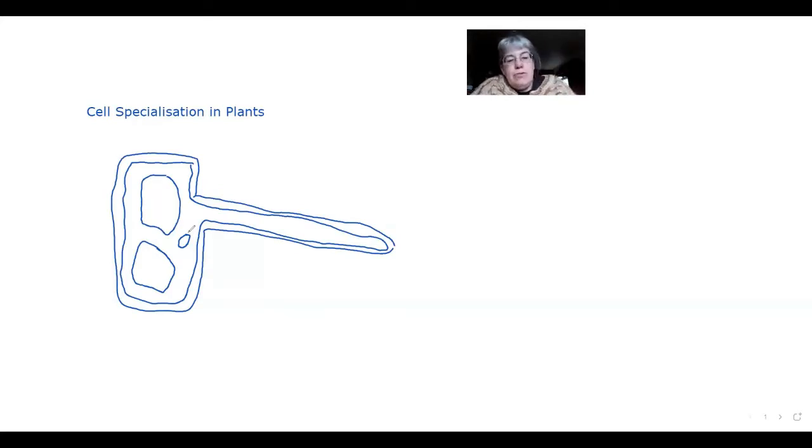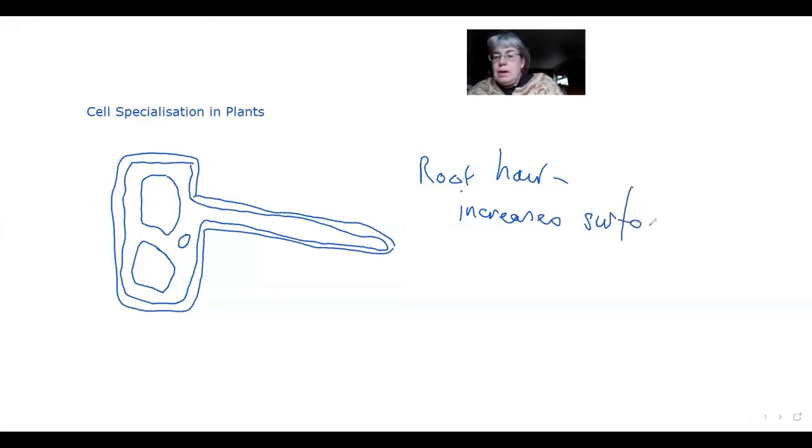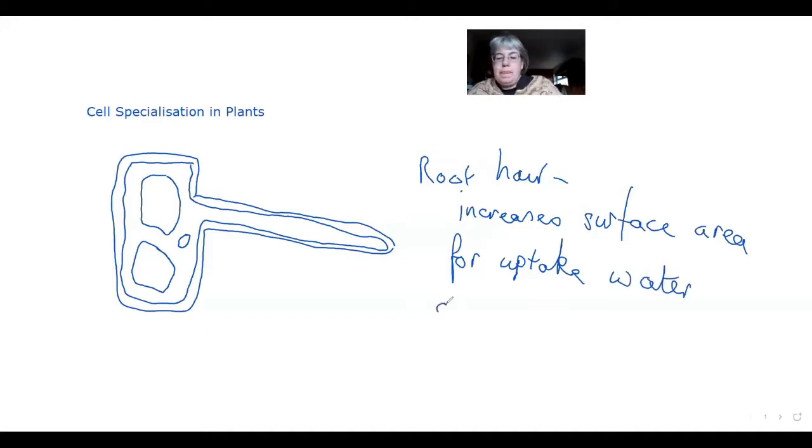Just typical structure. The root hair, well, you've got to think about why we have a root hair. The root hair is there to increase surface area, because it's used for uptake of water and minerals. And that's the sole job of the root hair cell, is to uptake water and minerals, because the plant always needs water for photosynthesis and the transpiration stream.